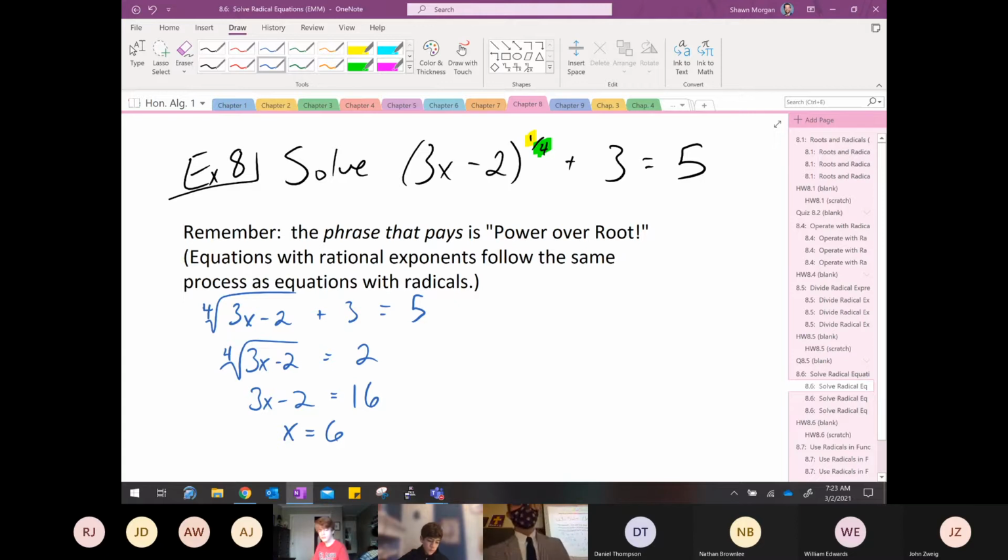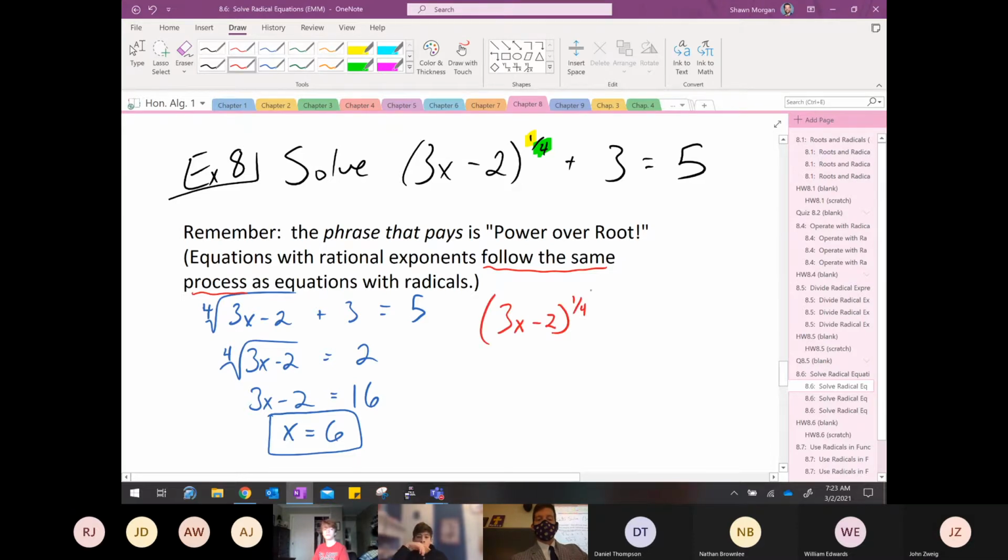Now, 6 times 3 is 18 minus 2 is 16. The fourth root of which is 2. 2 plus 3 equals 5. So that does check out as a true statement. And as I mentioned a moment ago, this is one way of working it. Another way of working it is just to leave it in exponential form. Don't bother with translating it into a radical. Did you know that you could follow the same process with rational exponents? Check this out. 3x minus 2 to the 1/4 power plus 3 equals 5.